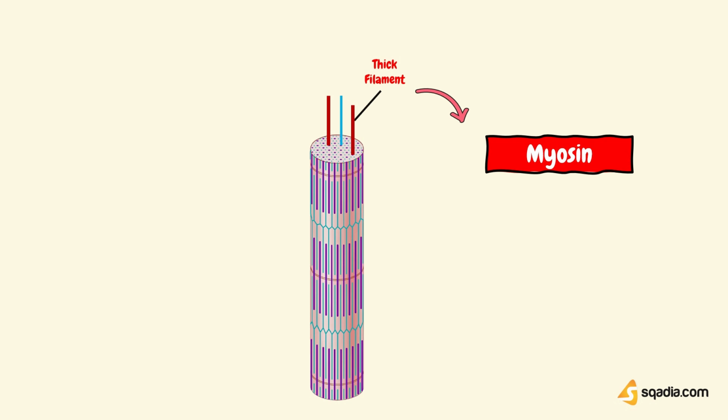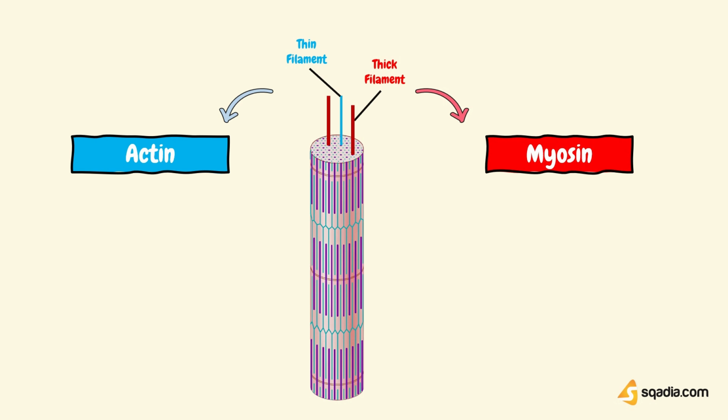Myofibrils consist of even finer fibers, called myofilaments. There are two types of myofilaments: thick myofilaments and thin myofilaments. Thick myofilaments are made of a protein called myosin, while thin myofilaments consist of a protein called actin. You can remember actin as thin filament, having similarity in spelling, thin and actin. The arrangement of actin and myosin gives skeletal muscle its striated appearance.